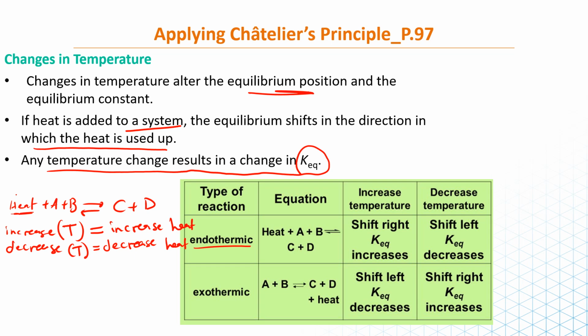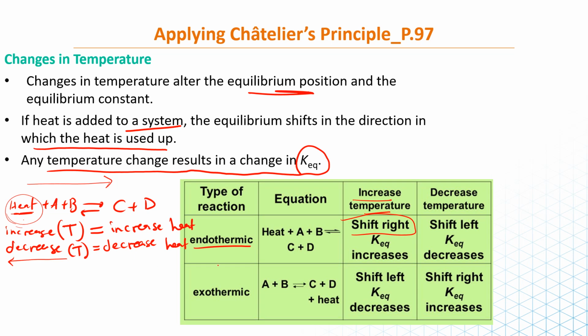Okay? If I increase the heat, the reaction should shift to the right عشان أستخدم هاي الهيت اللي زودناها. That's why it will shift to the right when I increase temperature. If I decrease temperature, it's like I decreased heat, يعني خفضت من الهيت. The reaction is going to shift to the left عشان يعوض النقص اللي حصل في الهيت.